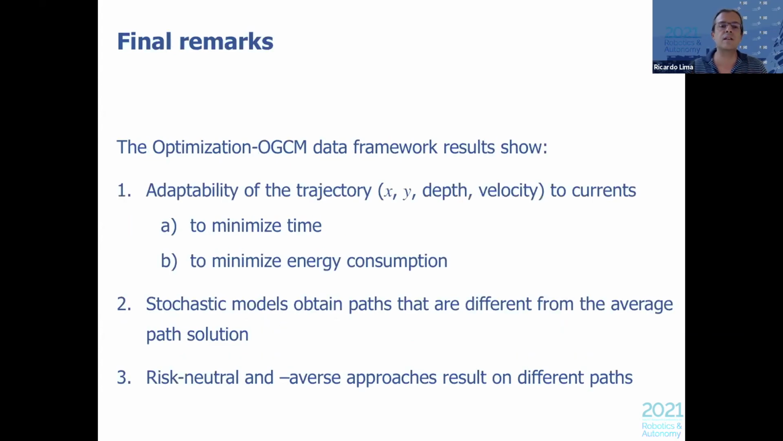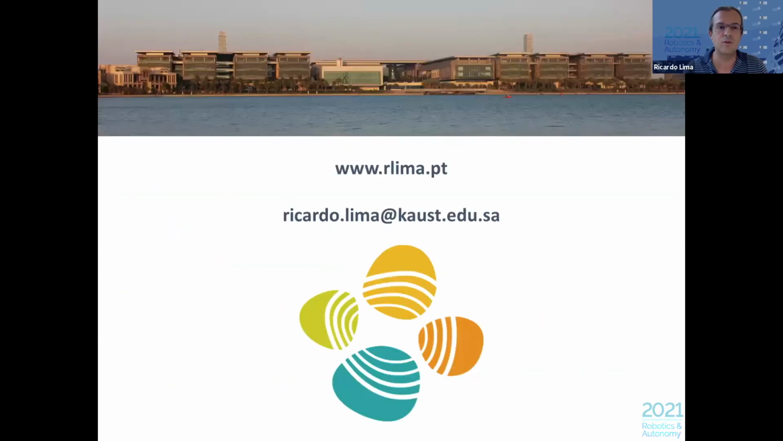In terms of final remarks, the results show that the models and the solvers lead to solutions where the paths and trajectories, in terms of x, y, depth, and velocity, adapt to currents to minimize the time or minimize the energy consumption. We see also from the results that stochastic models give paths that are different from the average solution, and that risk neutral and risk averse solutions lead to different paths. And this ends my talk.